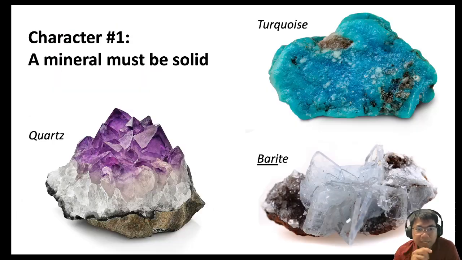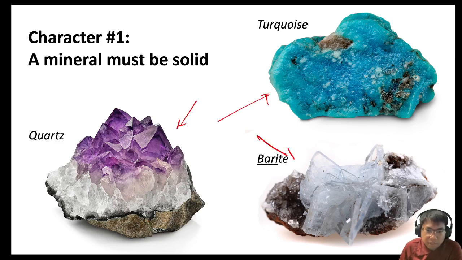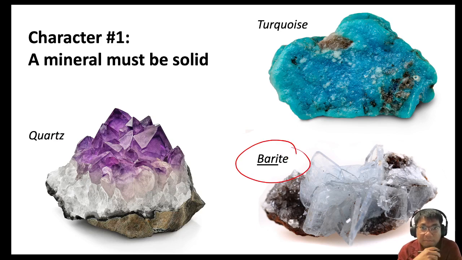So let's talk about each of those criteria one by one. The first criterion: a mineral must be solid. As you can see here, all of these minerals are solid materials. We have quartz, turquoise, and one of my favorite minerals, which is called barite. Notice that it has my name on it, but anyway, these minerals are all solid.